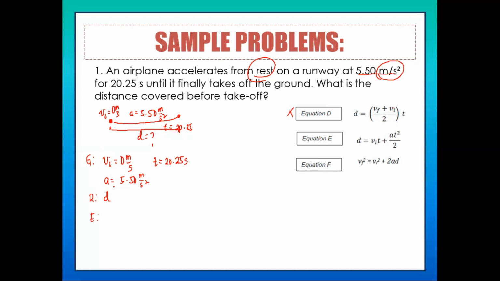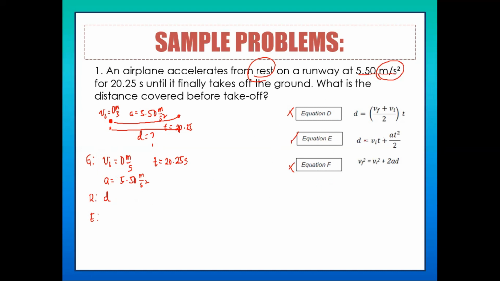So we cannot substitute. Equation E, let's check. D is what we're looking for, there is v sub i, check. There is time, check. There is acceleration, check. Okay? So equation E is what we will use. Now, Sir, why not F? We still don't have v sub f in our given, though we have v sub i, and D is what we're looking for. So we still cannot use this. So hopefully you followed Sir on how I analyze the given and the required variable to be solved so we can assess which equation to use.